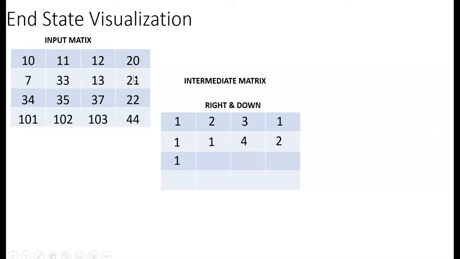21 is 2, because 20 is there. 21 is 2. 35 is 1. 34 is 1. 35 is 2. 37 is 1. 22 is 3, because 20, 21, 22 are there. So this is 3. 101 is 1. 102 is 2. 103 is 3. 44 is 1. Hope all of you understood how we arrived at it. So just considering that, if you consider this cell, this is the longest path. If you consider this cell alone, it is on its own, there is nothing there.